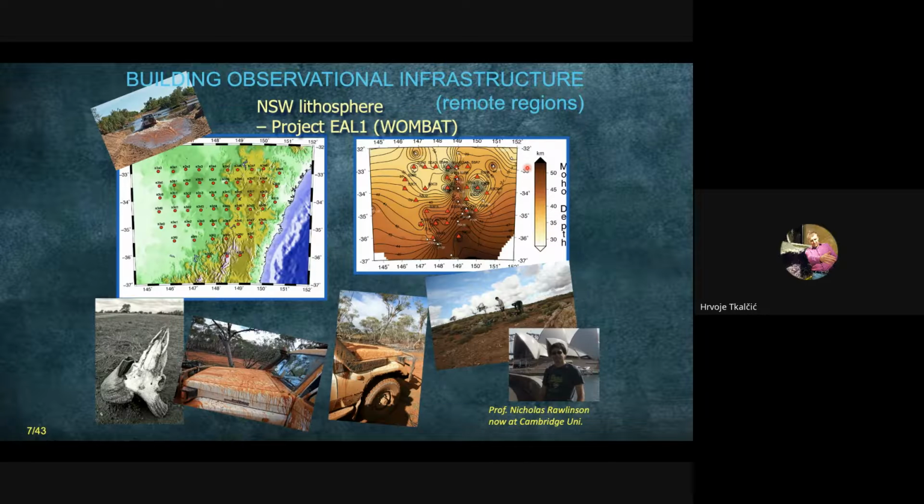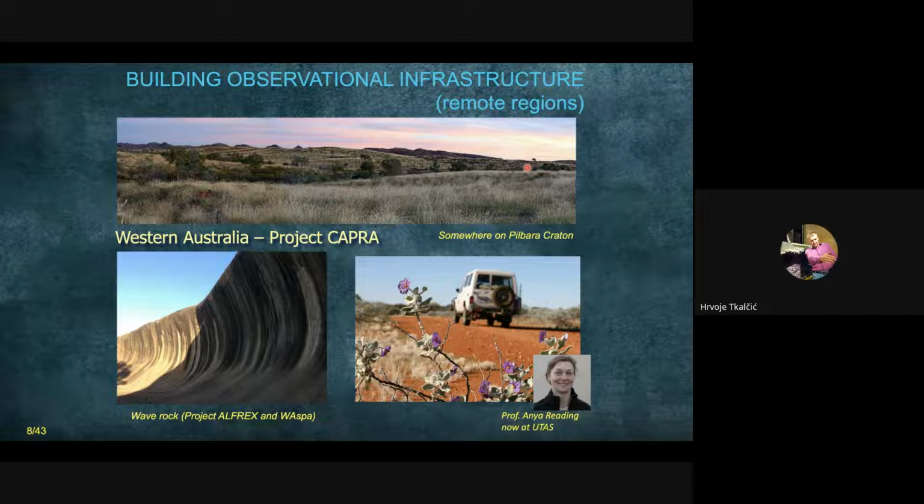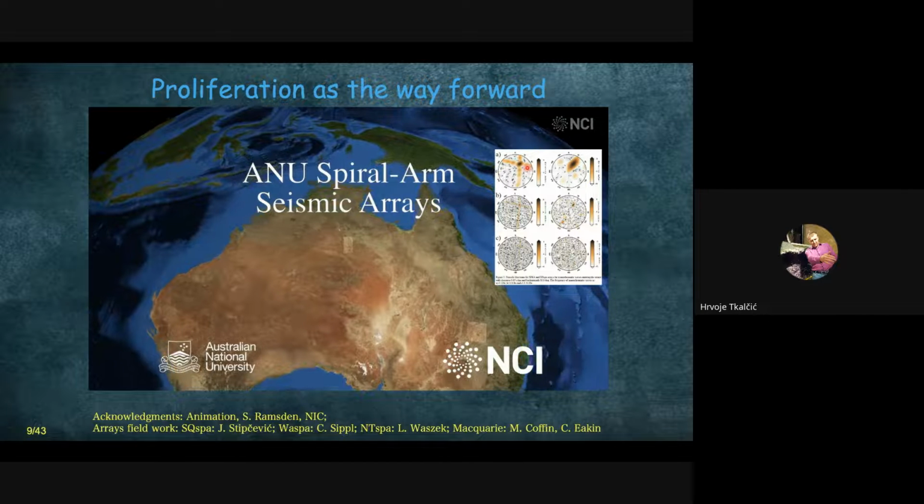Particularly my colleagues, Nick Rawlinson, who is now at the University of Cambridge, and Anya Reading at the University of Tasmania, were active in the early days of these deployments. And now Geoscience Australia, which is equivalent to INGV, is taking over some of these deployments at least, with the plan to cover the entire continent.